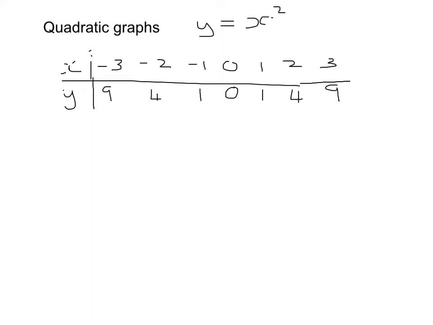Now, looking at this table, we see there's a certain amount of symmetry, and it's symmetrical about the point x equals 0. We also see that all the y values are going to be greater than or equal to 0, which makes sense because any negative number squared is positive.